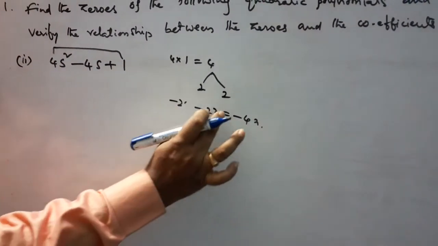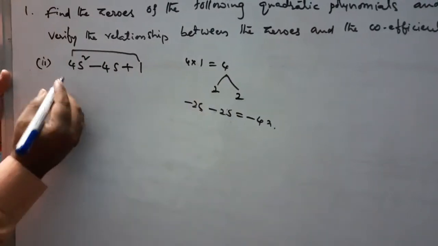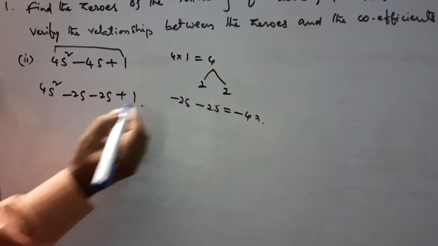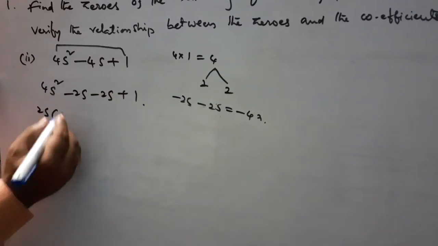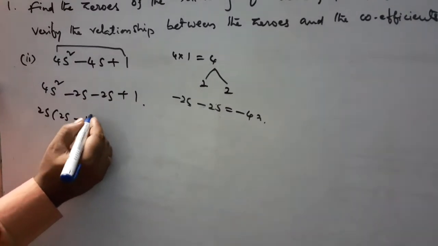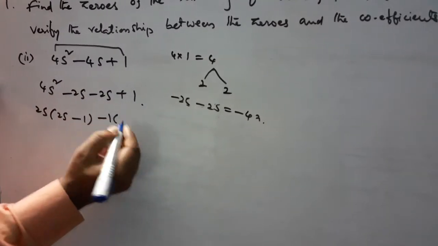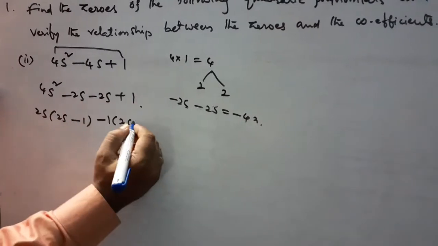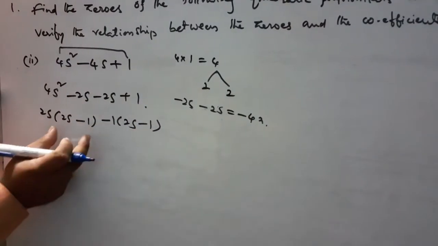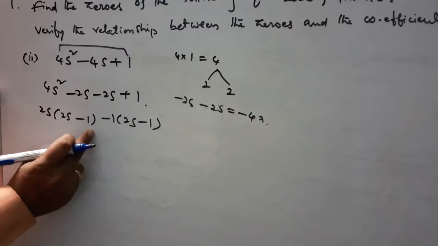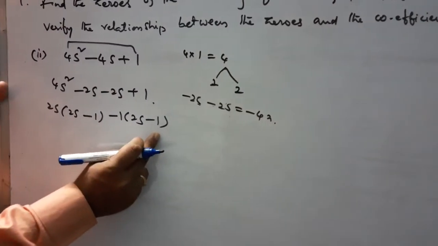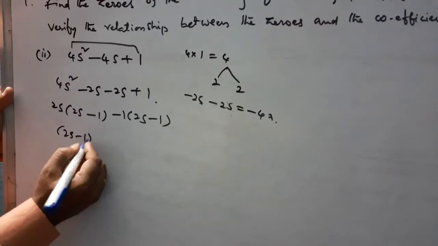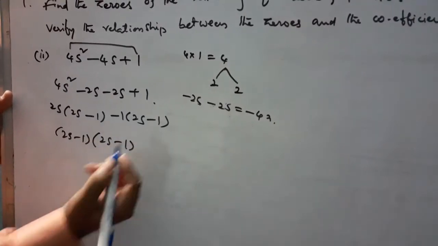So here it is s. We have to take s only. So 4s square minus 2s minus 2s plus 1. Here in this 2s is common. We will get 2s minus 1. So if you take the minus common, the signs will be interchanged. So minus becomes plus, plus becomes minus. In this, the first term has 2s minus 1, the second term also has 2s minus 1. If you take 2s minus 1 common, we will get 2s minus 1 times 2s minus 1.